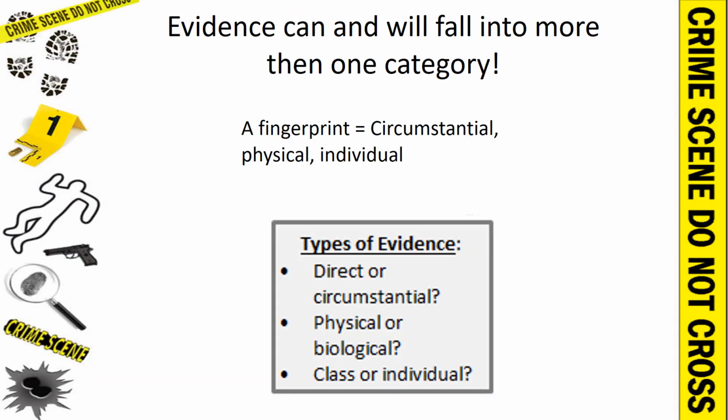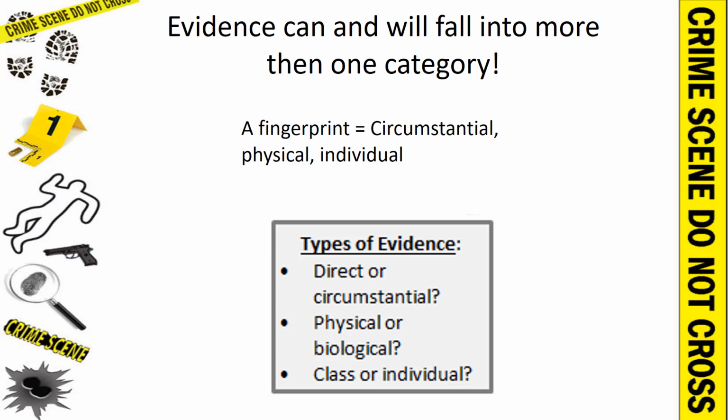As I mentioned before, evidence can sometimes fall into more than one category. So you have to start at the top of the tree and work your way down. Is it direct or circumstantial? So let's look at a fingerprint. A fingerprint we know is not direct because it's not an observation, so it's going to be circumstantial evidence.